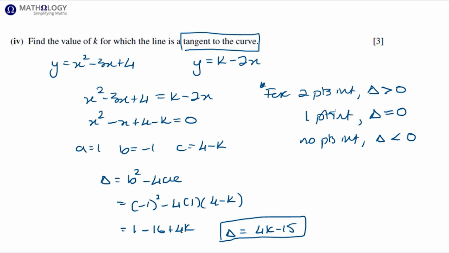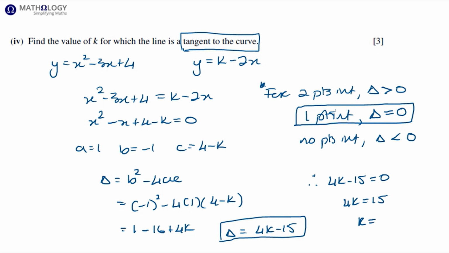Now if delta is positive, we'll get 2 points of intersection, 2 real unequal roots. For 1 point of intersection, delta must be equal to 0. So this is what we're looking at here, because we want to know the value of k for which the line is a tangent to the curve. In other words, there's only 1 point of intersection. So we equate 4k minus 15 equal to 0 and solve for k. So k equals 15 over 4. If k is 15 over 4, then this line will be a tangent to that curve.